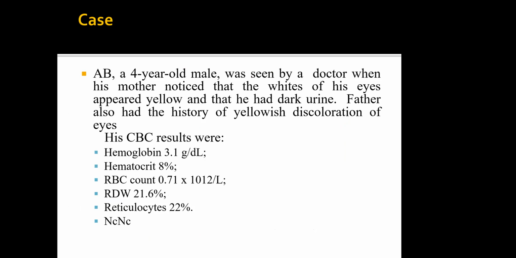Right. A 4-year-old male was noticed to be appearing yellow and had dark colored urine. There's also a history of yellowish discoloration of the eye, which the father also had. So the father also had a history of jaundice. When you look at the CBC report for this 4-year-old, you again find hemoglobin low. You had a low hematocrit, and you had a very low red blood cell count.